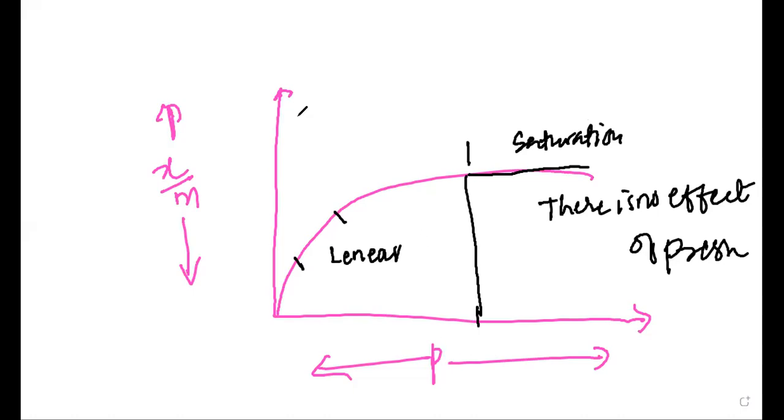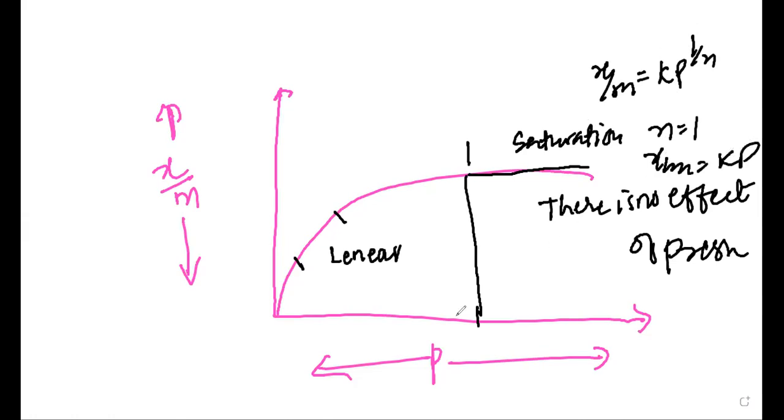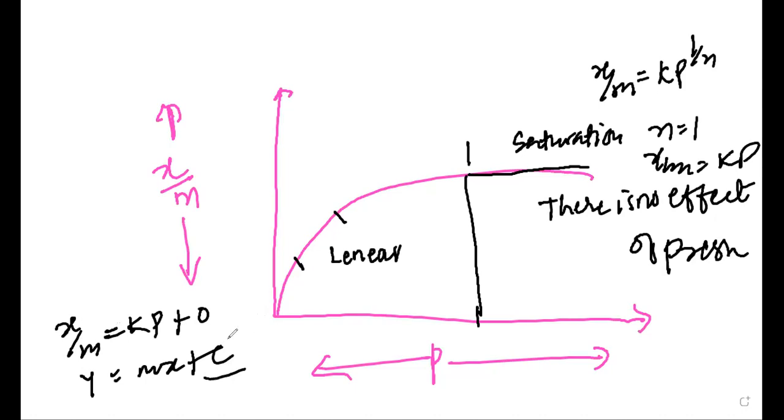So this is how, my dear students, we can easily explain that our x by m is equal to k into p raised to 1 upon n. Whenever n is equal to 1, my dear students, we have x by m is equal to kp. So it is linear, x by m is equal to kp plus 0, which is y is equal to mx plus c. So this 0 represents this point, that it starts from 0 and then it goes in the linear form. So x by m is equal to kp.